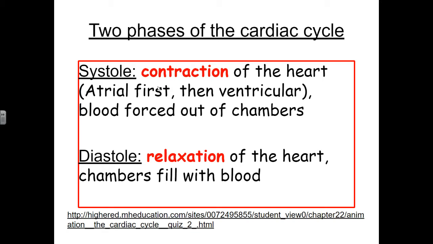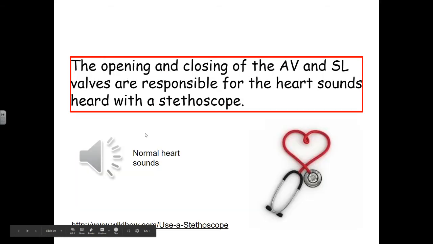Relaxation then occurs, so the chambers will fill with blood. Obviously, mostly, the atria will fill first. The ventricles at the bottom will fill through the dripping of the atria. Mostly, the ventricles fill not through that initial diastole, but through the atrial systole.